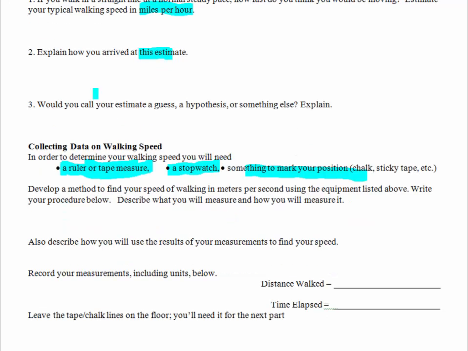If I were you, I would mark myself off a track. I would put a line right here, and a line right here, maybe about 10 feet apart or so, and I would measure that distance. Then I would also measure the time, and something I know is that my speed is equal to my distance divided by my time. So if I measure the distance and the time, I should be able to calculate the speed.